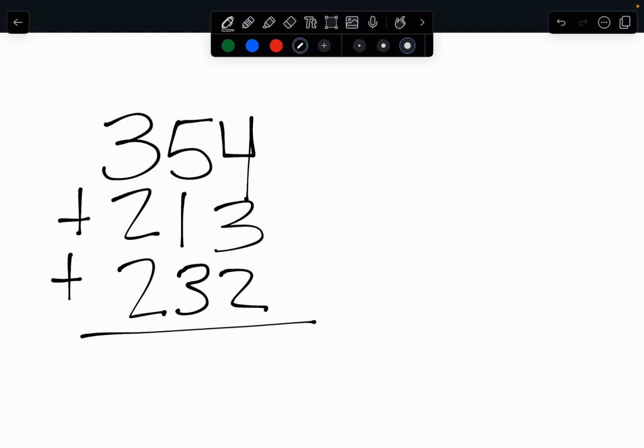All right, you should have paused it, tried it on your own. Let's check it together and see how you did. 4 plus 3 is 7, plus 2 more is 9. 5 plus 1 is 6, plus 3 more is 9. 3 plus 2 is 5, plus 2 is 7. This one didn't have any carrying. You just had to add straight down.